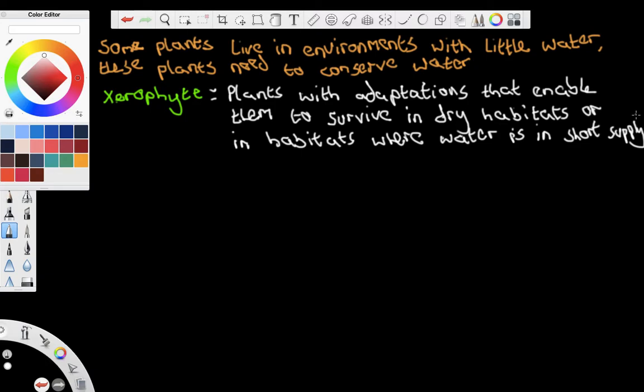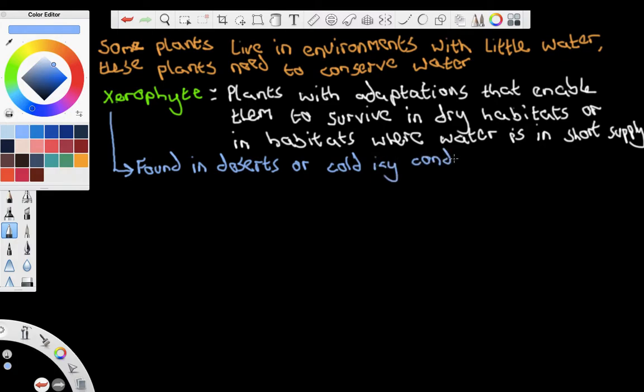Now, xerophytes are found both in the desert, or in cold icy conditions where water is frozen.